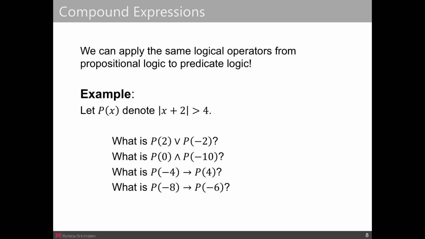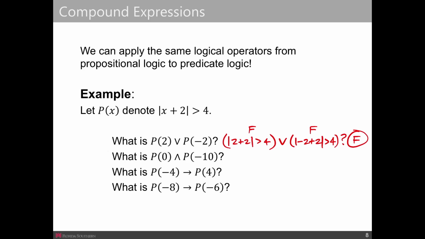So the first one says, is it true that P at 2 or P at negative 2? Well, P at 2 is going to be the expression 2 plus 2, the absolute value. Is that greater than 4? I'll put parentheses so we can distinguish it from the disjunction here. P at negative 2 is suggesting that negative 2 plus 2, the absolute value of that, is that greater than 4? You should notice that the absolute value of 2 plus 2, that is 4. It's not greater than 4, so that's false. And then negative 2 plus 2, that's 0. The absolute value of that, 0, is also not greater than 4. So the final answer here is false.